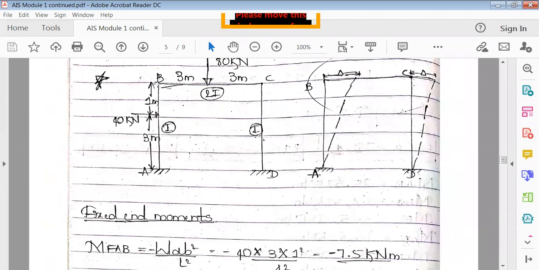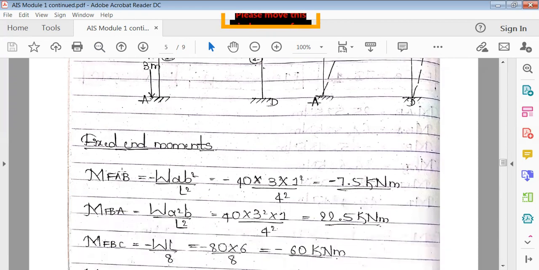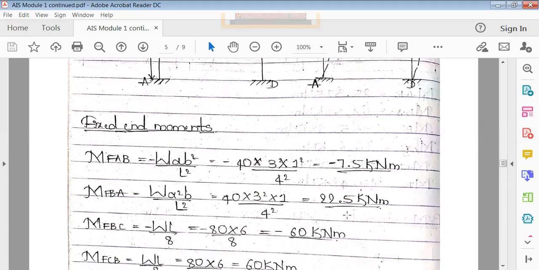Now you can see here there is a load acting here. It's like you're opening this fixed beam here. This column opens up here, so it looks like a frame with an eccentric load which is acting at a distance 1 meter. So this is MFAB equal to minus W A B square by L square. So substitute the value. Then similarly MFBA is W A square B by L square. Substitute all the values, then you'll get this value.